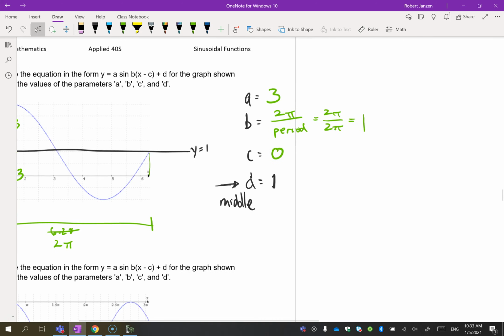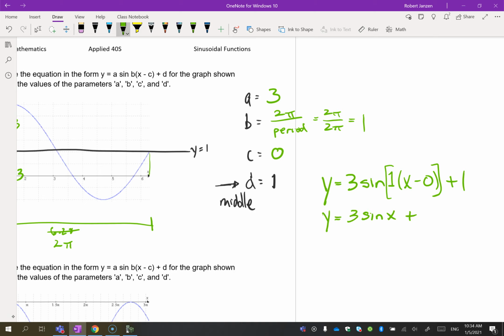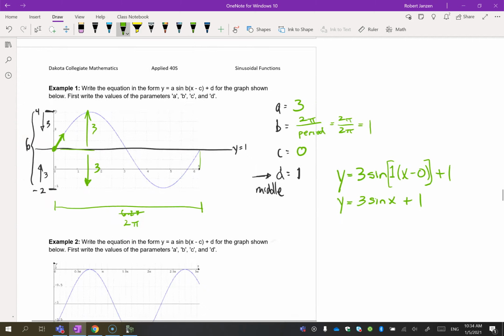Okay, so now that I have A, B, C, D, I'm going to write my equation. Y equals 3. That's my A value. Sine. My B value is 1. Now you don't have to put in 1. Okay, but I'm going to. X minus 0. Okay, you don't have to put in 0 either. All right, there's my graph, A, B, C, D. Now, if I were to simplify this, if you saw it on an answer key, it would look like this. Okay?